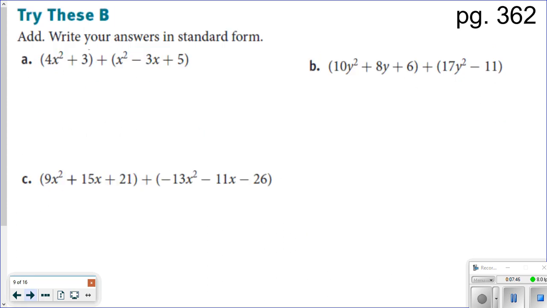Okay, now we're going to jump to page 362. We're skipping the examples because we already know how to do them. And we're going to page 362 where it says try these B. Notice the directions. You're going to add these polynomials together and then make sure you're writing your answers in standard form. If you don't remember what standard form is, take out your note sheet. But I want you to pause the video and I want you to try to do A, B, and C first on your own before I go through the answers. You can do it.